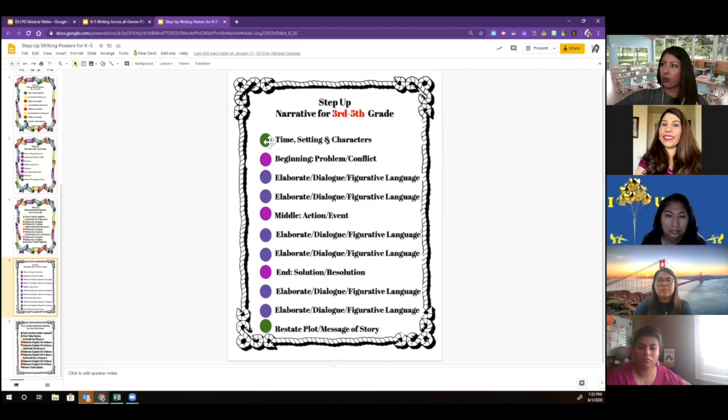So total, we're looking at 1, 2, 3, 4, 5, 6, 7, 8, 9, 10, 11 sentences for a juicy paragraph for a narrative. And then of course, if we're talking about an essay, we can take the middle chunks of these and create separate paragraphs to build multiple body paragraphs for the essay.